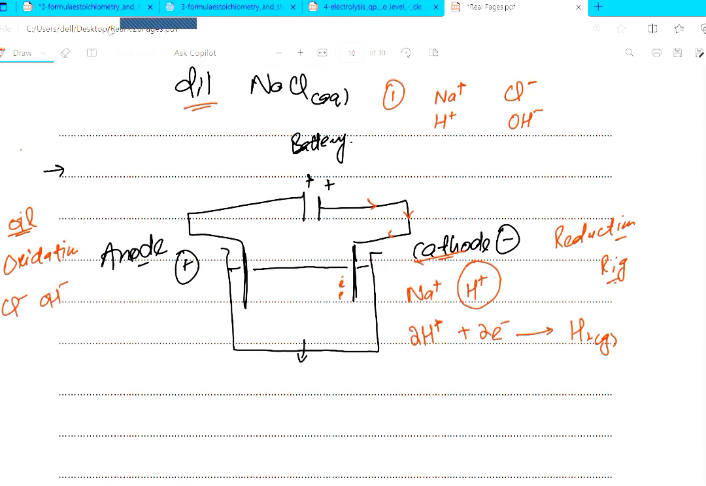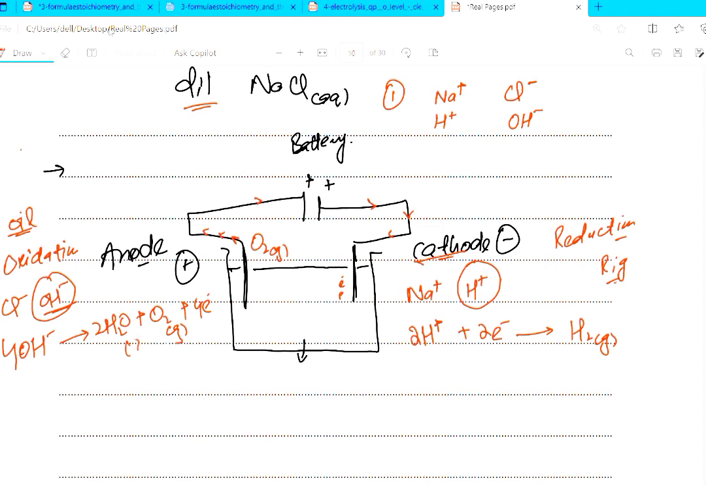In case of dilute, we know that hydroxide will be preferred, so it will be discharged. So 4OH minus will form 2H2O, O2 gas, and plus 4 electrons. You have to keep it in your mind. The 4 electrons are given back to the battery. Oxygen, being a gas, will be released from here, and the H2O, being a liquid, will remain in the solution. Hydrogen and oxygen will be released in the form of bubbles.